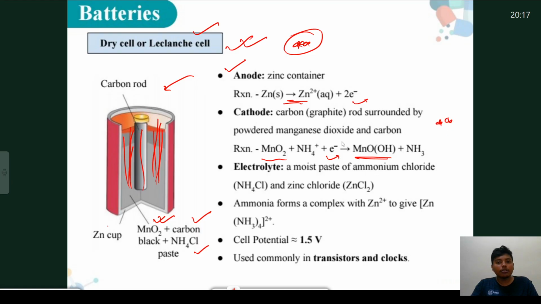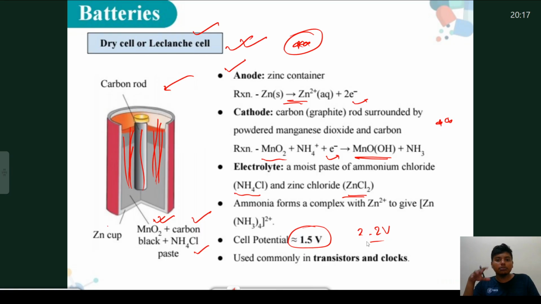And what are the electrolytes we are using here? NH4Cl and zinc chloride. How much voltage is there? 1.5 volts. A very small voltage. We can't use it for your home, because your home voltage is 220 volts. Sometimes many batteries are rated at 2.2 volts. So 1.5 to 2.2 volts we can use.